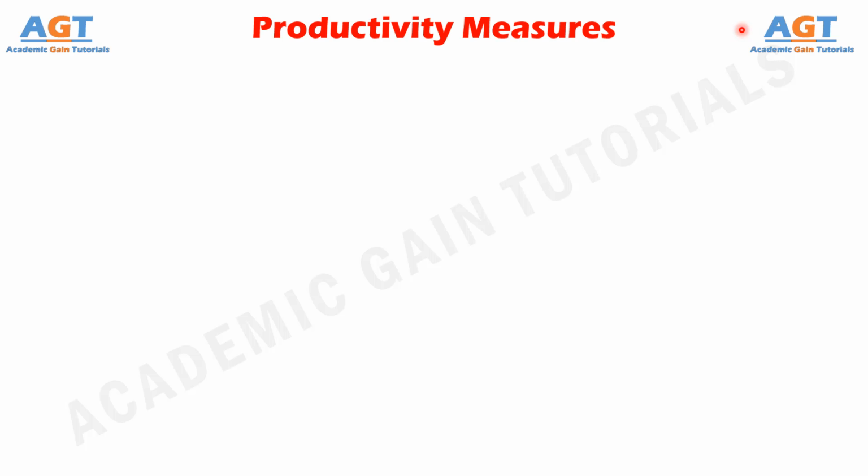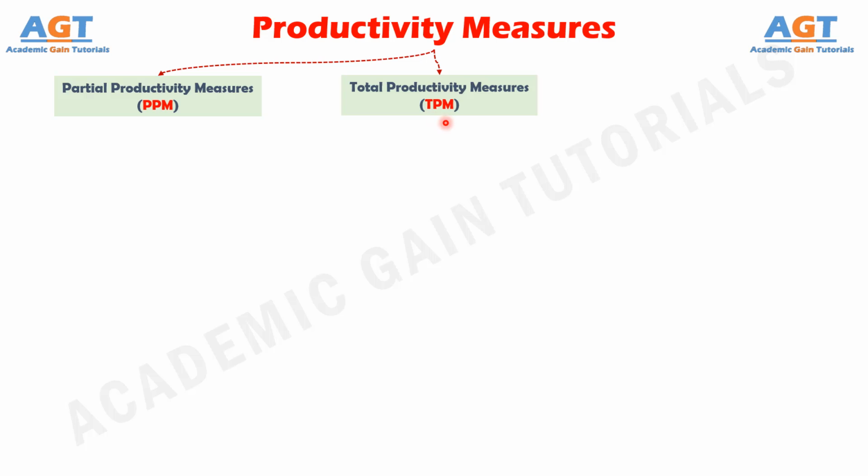Productivity measures are generally classified into three types. Number 1, the partial productivity measures or PPM. Number 2, the total productivity measures or TPM. And number 3, the total factor productivity measures or TFP.